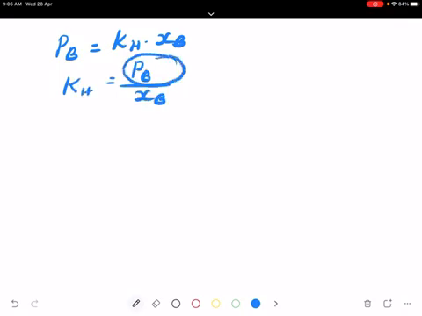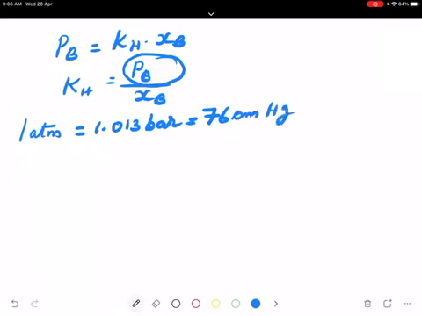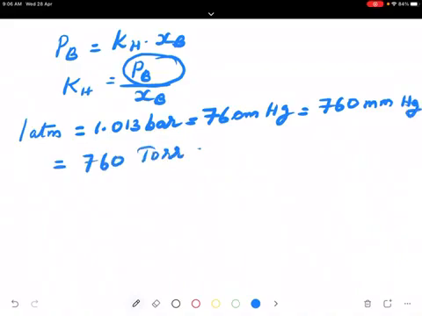Now I'm concentrating on the units of pressure. Conversion factors: pressure can be in atm. You can express the pressure of a gas in atm. 1 atm you can express in terms of bar also, 1.013 bar, which is equal to 76 centimeters of mercury, which is equal to 760 millimeters of mercury, which is equal to 760 torr, which is equal to 1.013 into 10 to the power of 5 Pascal.